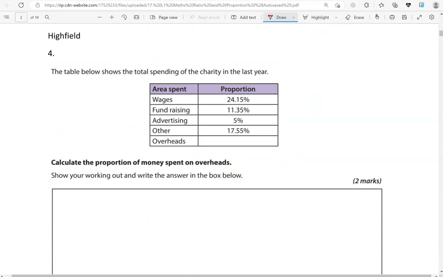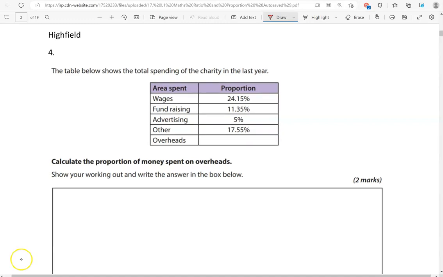The table below shows the total spending of the charity in the last year. Calculate the proportion of money spent on overheads. Show your working out and write the answer in the box below. Don't let the word proportion here confuse you. All you have to do is fill this gap here in the table under proportion. So we've got the percentage given for wages, fundraising, advertising, other, and overheads. Then we need to work out. So if we add these percentages and then take the answer away from 100, which is the total 100%, then we should be able to fill the gap.